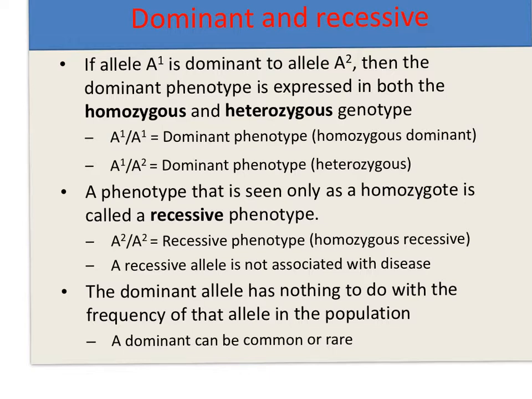You can have a dominant or a rare allele, a recessive allele that only shows up when there's a pair of those alleles, but that might be the most common phenotype. Okay? And the dominant might be rare. So I'll give you an example. There's a genetic disease called Huntington's chorea.